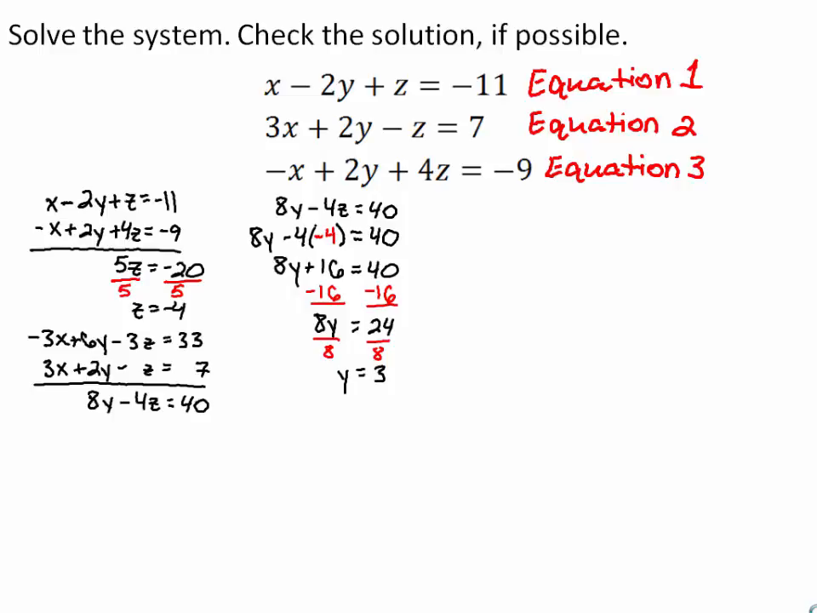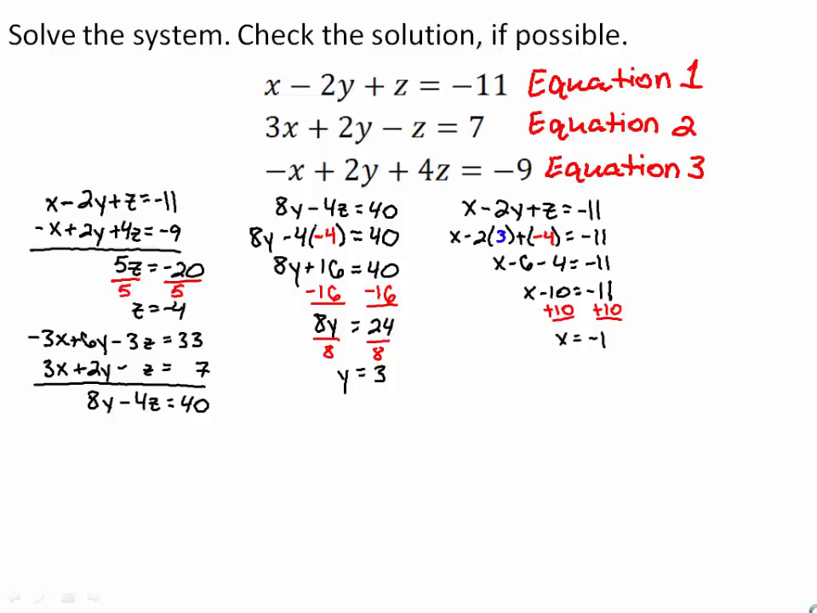Substituting y equals 3 and z equals negative 4 into x minus 2y plus z equals negative 11, you get x minus 2 times 3 plus negative 4 equals negative 11. Negative 2 times 3 is negative 6, and adding negative 4 is the same as subtracting 4. Combining like terms, you have x minus 10 equals negative 11. To solve for x, add 10 to each side, leaving you with x equals negative 1. So you have x equals negative 1, y equals 3, and z equals negative 4. Now you want to check this solution.